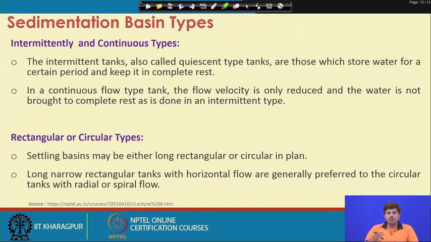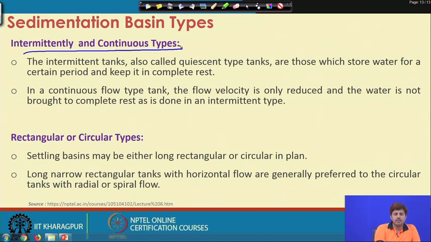Now, there are different types of sedimentation basins. Based on the flow regime, we can say there are intermittent type and continuous type sedimentation basins. The intermittent tanks, which are also called quiescent type tanks, store water for a certain period and then keep the water at complete rest while sedimentation takes place, after which the water is overflowed. In a continuous type of tank, there is an inflow and a continuous outflow, and because of the dimensioning of the tank, the flow velocity is reduced such that the particles tend to settle down.